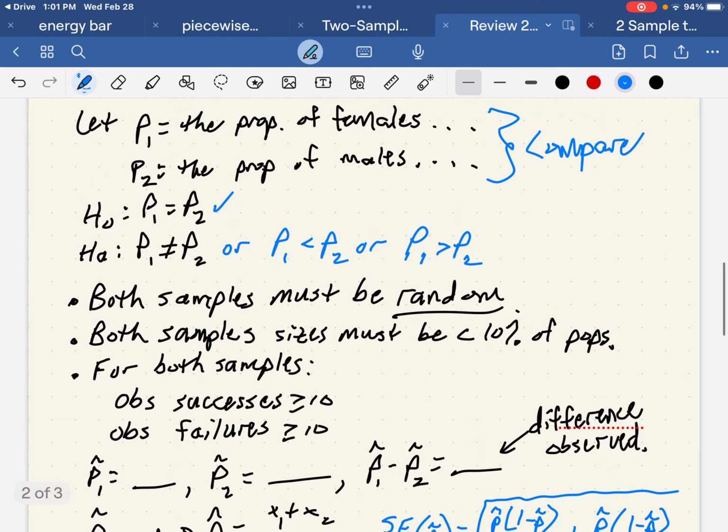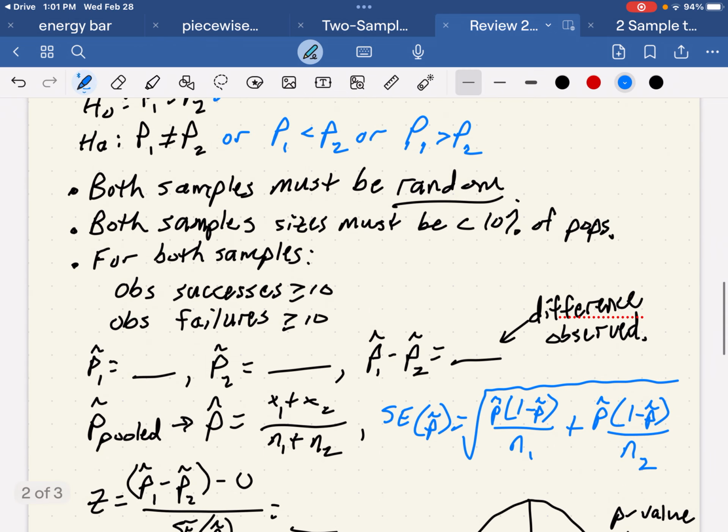Then you go to the plan phase, which is check the conditions. These were the conditions for the two proportion z-test. Both samples must have been randomly selected, duh. Both sample sizes must be less than 10% of the respective populations to ensure that they're independent. And for both samples, the observed number of successes must be greater than or equal to 10. The observed failures must be greater than or equal to 10. And then the conditions for the two prop z-test have been met.